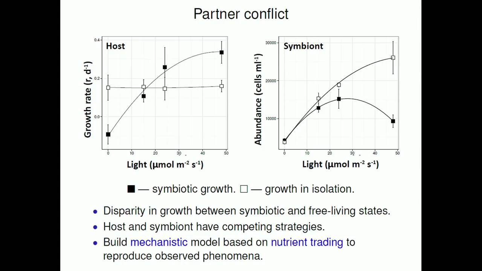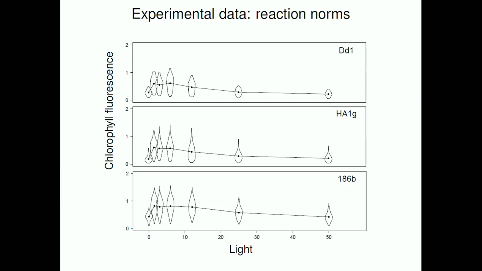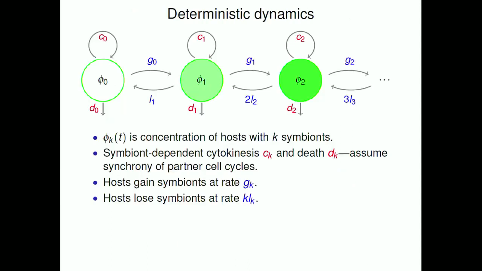And so the aim here is to build a mechanistic model of this relationship based on this nutrient trading in order to reproduce the observed phenomenon. And just to go into a little bit more detail of what this is, this is experimental data for various strains of paramecium and their associated chlorella, and we see at low light, the symbiont population is quite low, there's a sharp increase as light increases, and then this decrease as we go to higher light. This suggests that it is the host in control, because the symbionts are doing less well as light increases.